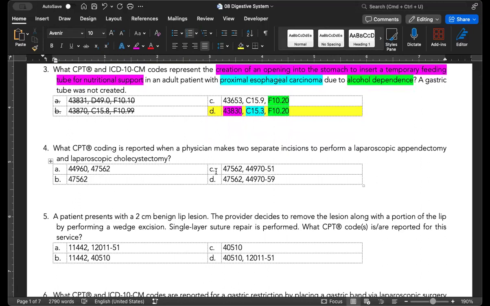Okay, so Jessica wants to automatically go with the one that says the 59, right? I would say A or B. Okay, so A or B. I would say C. So we've got a little bit of everything, right? Let's look at this from a testing perspective. Sylvia, you're saying the 44970 is for the laparoscopic appendectomy, is that what you're saying? Yeah. Okay. You've got two options that have 44970. So let's go look at the 44970.